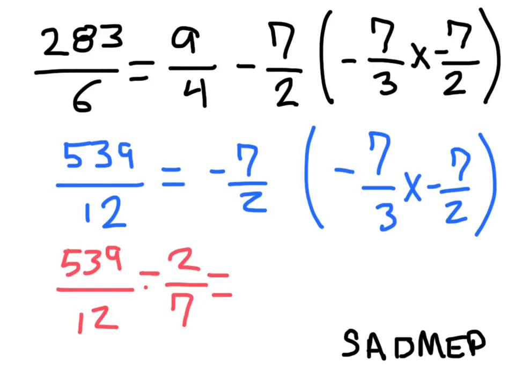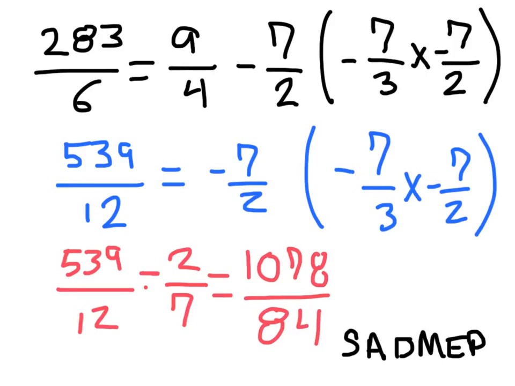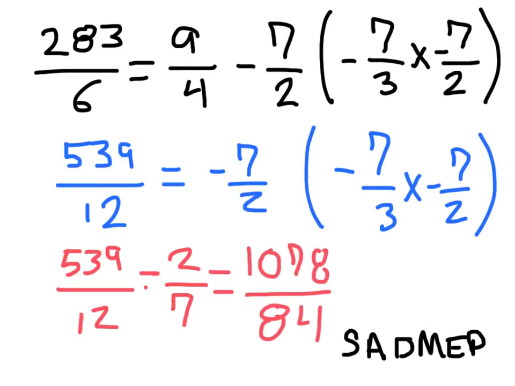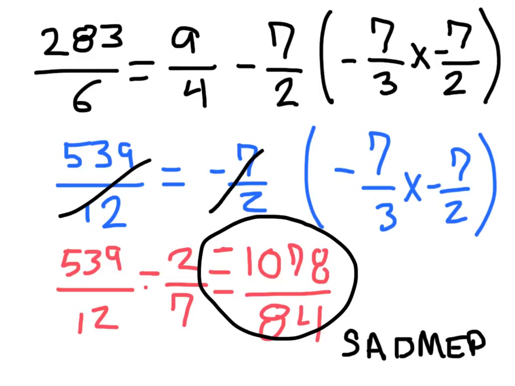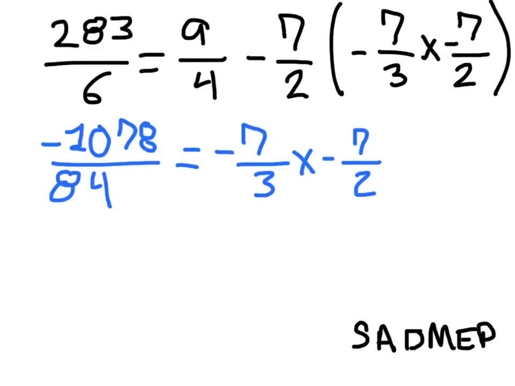So there it is, multiplied by the reciprocal. 539 times 2 is 1078, and 7 times 12 is 84. Never forget your negatives, so our final answer will be -1078 over 84. And this term replaces the 539/12 and the divided 7/2. So now we have -1078 over 84 equals -7/3 x minus 7/2.